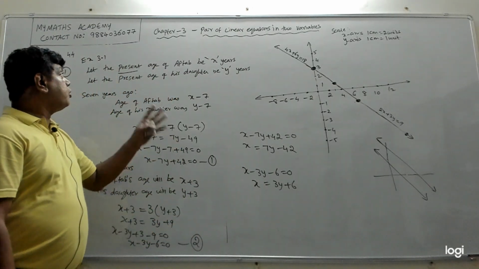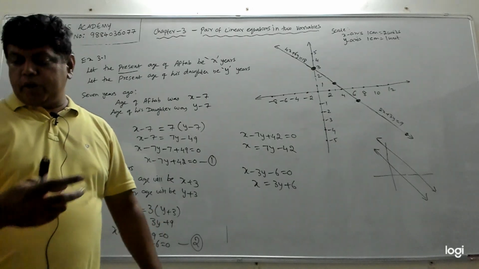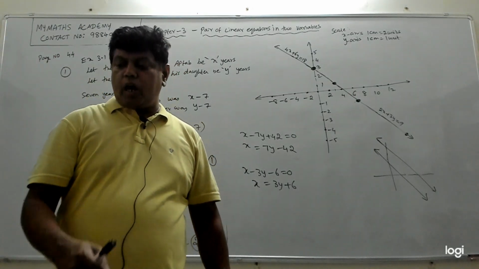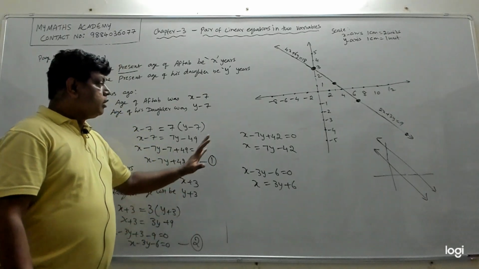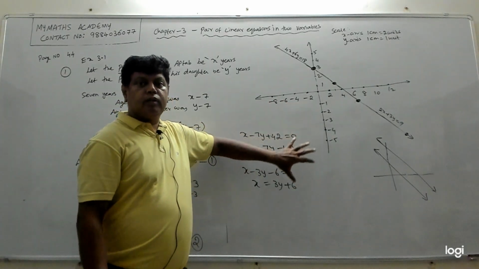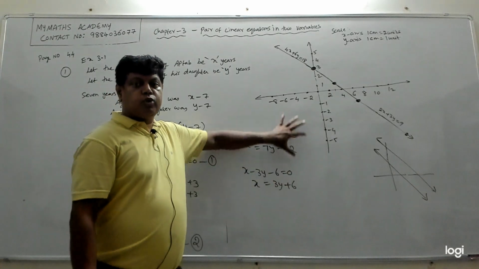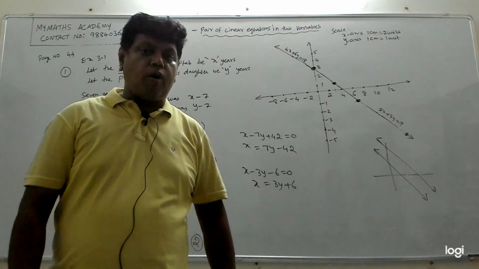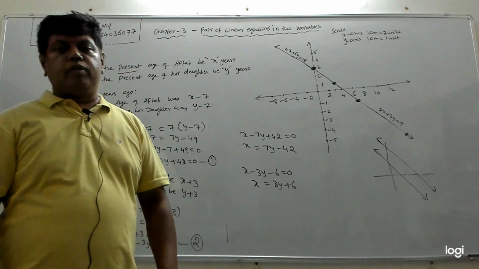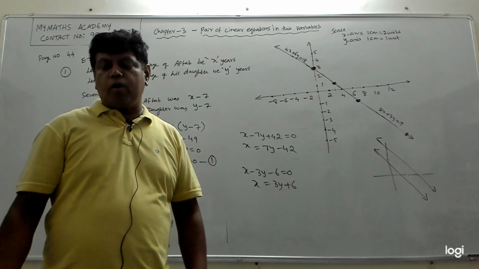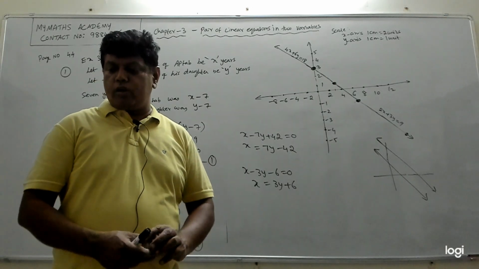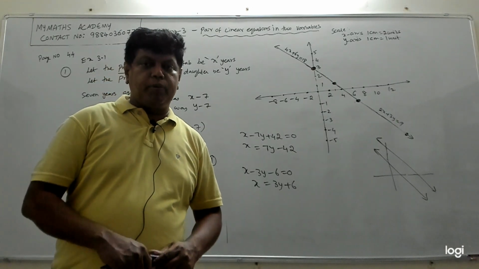You can do the remaining two problems in 3.1, problem number 2 and problem number 3, as homework. For problem number 1, you have to complete the graph part. You have to draw the graph for these two equations. For the second problem, you have to form the equation and then draw the graph. For the third problem also, you have to form the equation and draw the graph. So please try the second and third as homework.